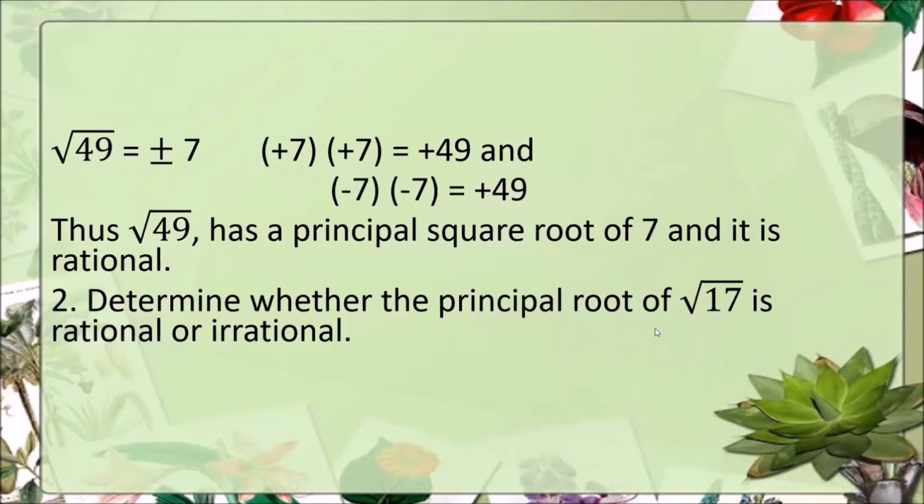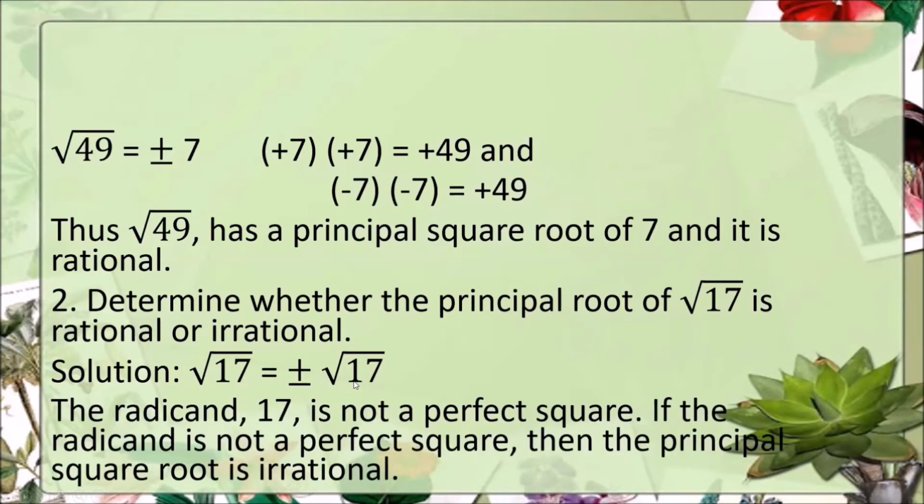Determine whether the principal root of the square root of 17 is rational or irrational. We have no exact root for the square root of 17, so the solution is positive or negative square root of 17. And the radicand 17 is not a perfect square. If the radicand is not a perfect square, then the principal square root is irrational. So the square root of 17 is an irrational number.